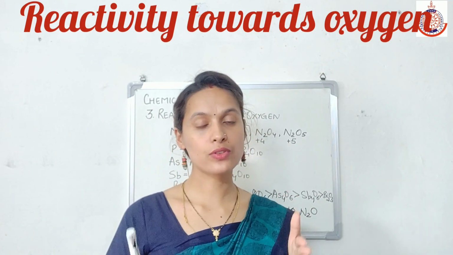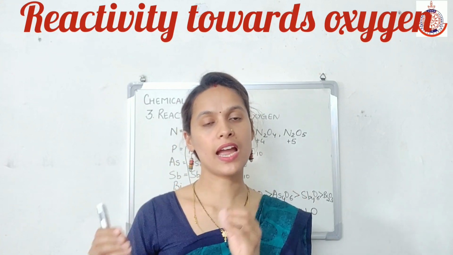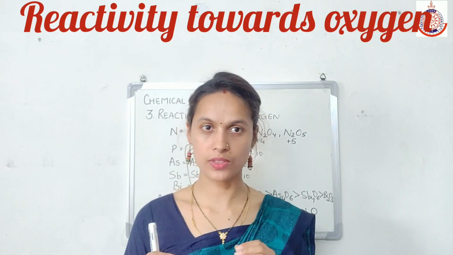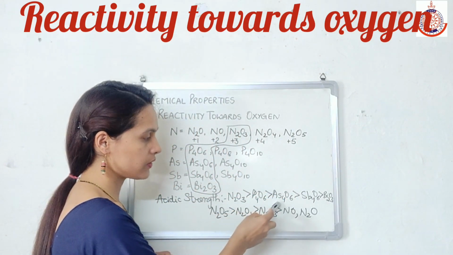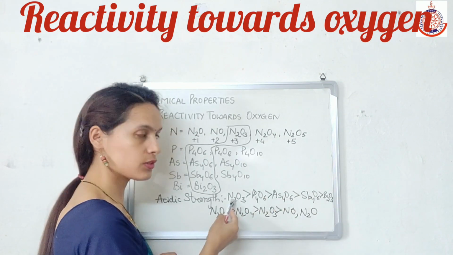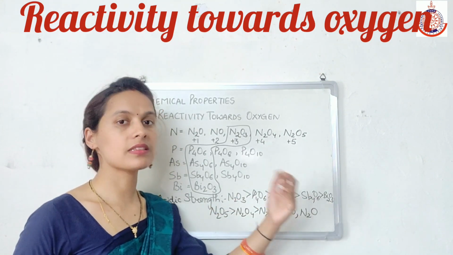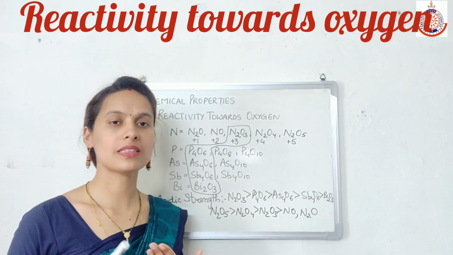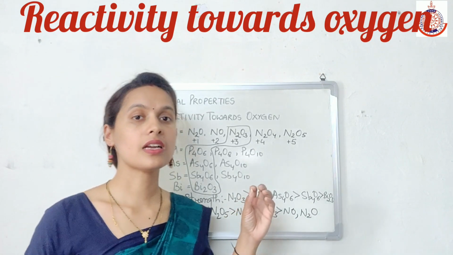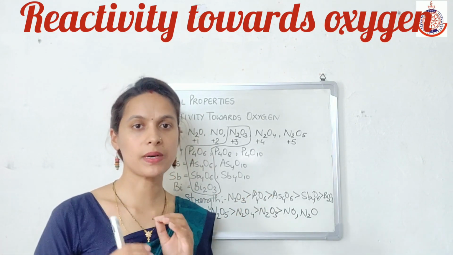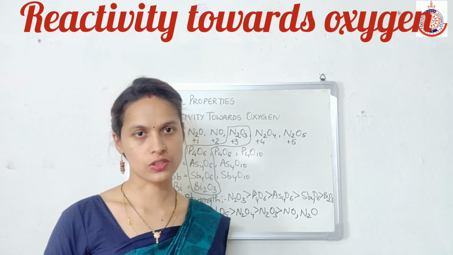But if we have to see the oxides of different elements of the same group, then we have to see the electronegativity of the atoms. So in this we are seeing the electronegativity of the atoms. Nitrogen is most electronegative, that's why it is more acidic, and Bi is least electronegative, that's why it is least acidic. In this we are seeing the oxidation state in the particular atom. So this is the reactivity towards oxygen.